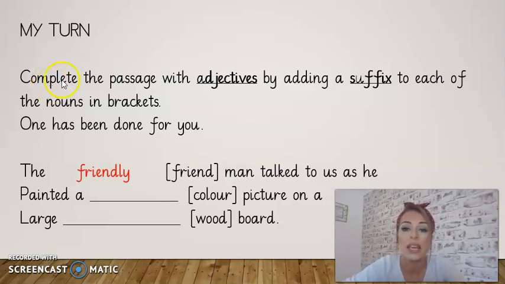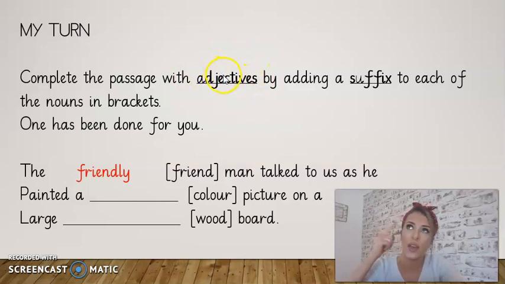So it says, complete the passage with adjectives by adding a suffix to each of the nouns in brackets. So that's a really long sentence. So I'm going to look at some of the important words. I know this is an important word because it's in bold letters.